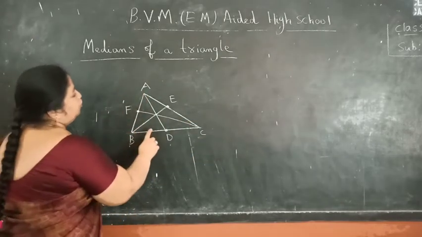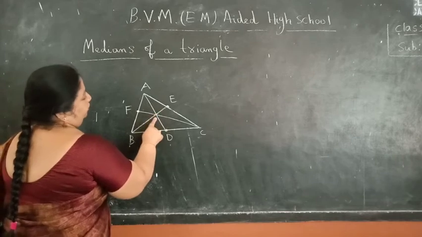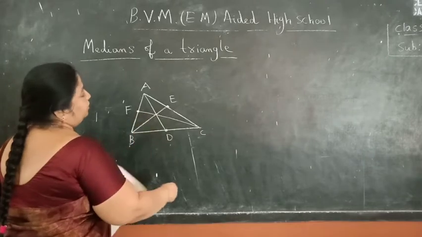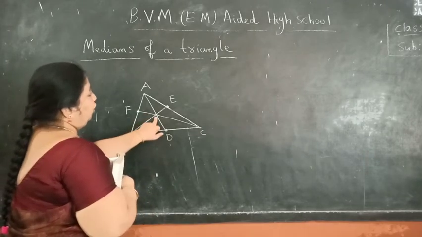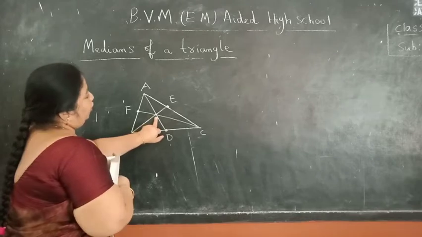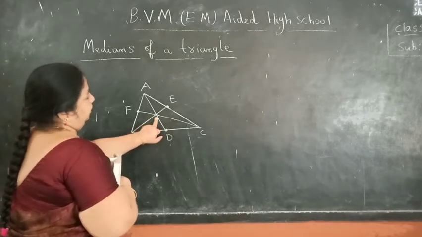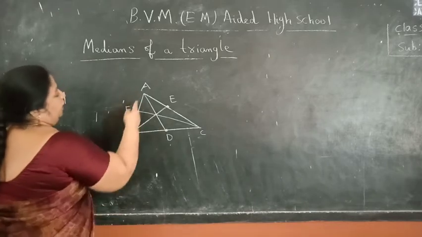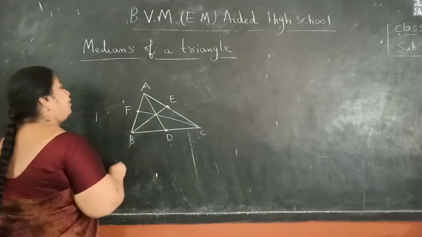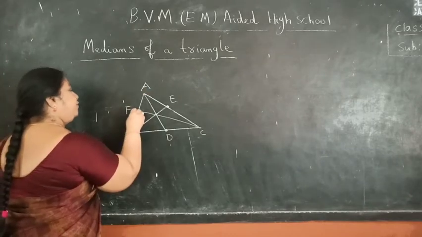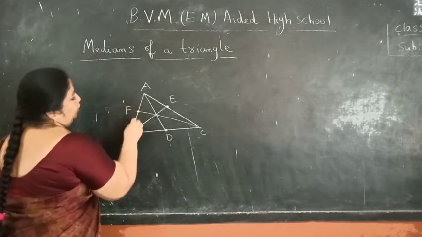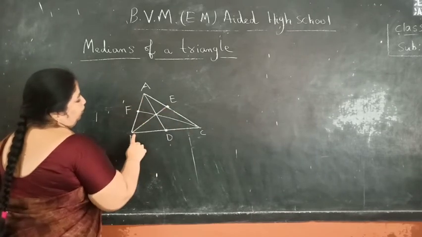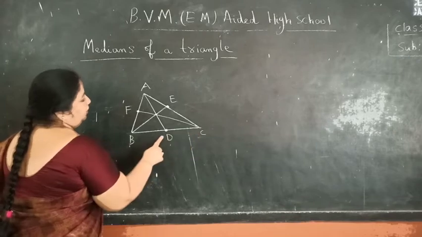These three medians join at one point. This is the centroid. All three medians join together at a particular point, the centroid of the triangle. So in triangle ABC, first you find the midpoint of side AB, which is F. Midpoint of side AC is E. Midpoint of side BC is D.